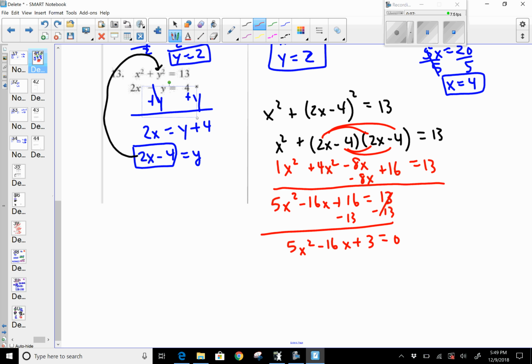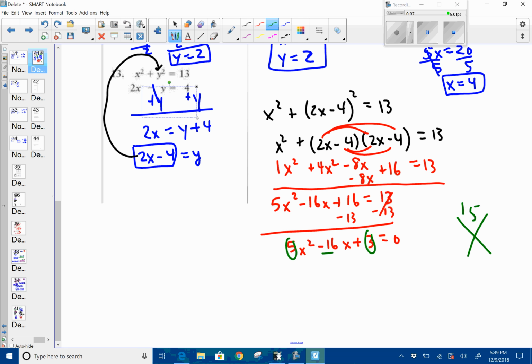So AC method is, okay, just making sure it's charging, is quite simply this. So you take A times C, multiply it together, you get 15. This B term goes on the bottom, negative 16. So I'm looking for two numbers that multiply to be 15 and add to be negative 16. So negative 15 and negative 1 is going to be my two answers.